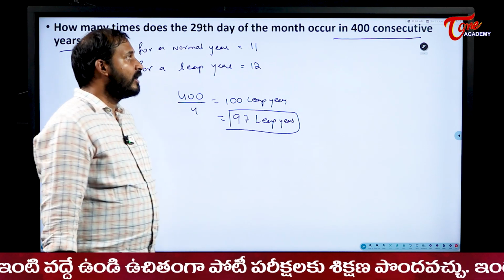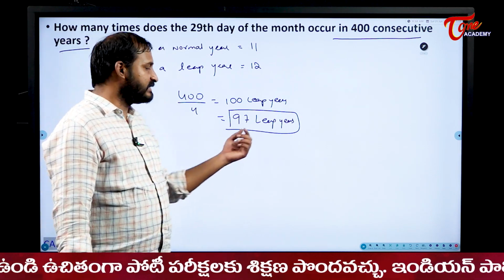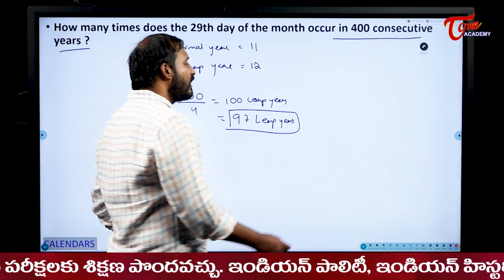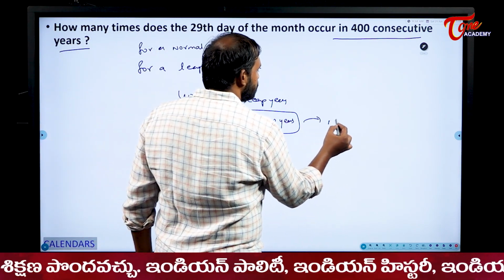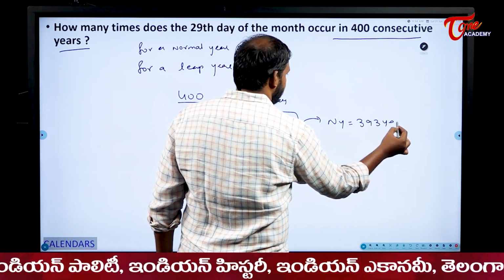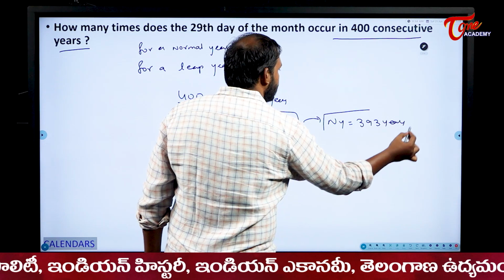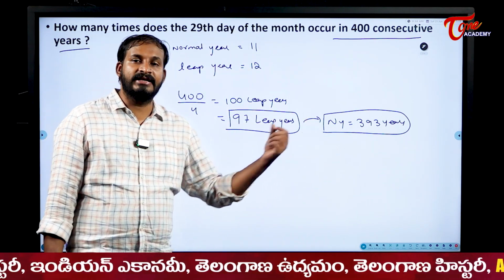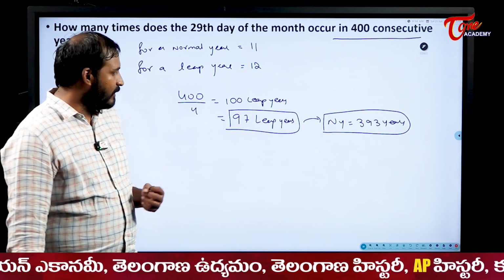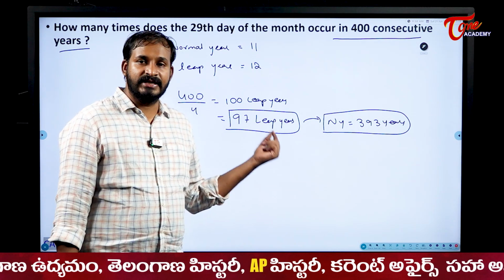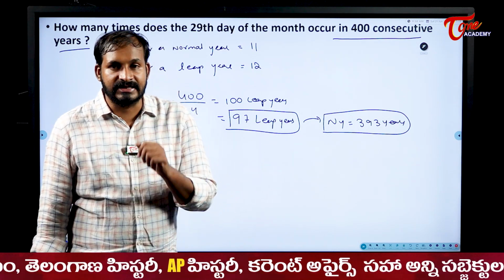97 leap years. Out of 400 years, if 97 are leap years, what about the normal years? Normal years will be 303 years. 97 leap years we will have and 303 normal years we will have. Please be careful here, students. Don't write 100 leap years. Here we will get only 97 leap years.